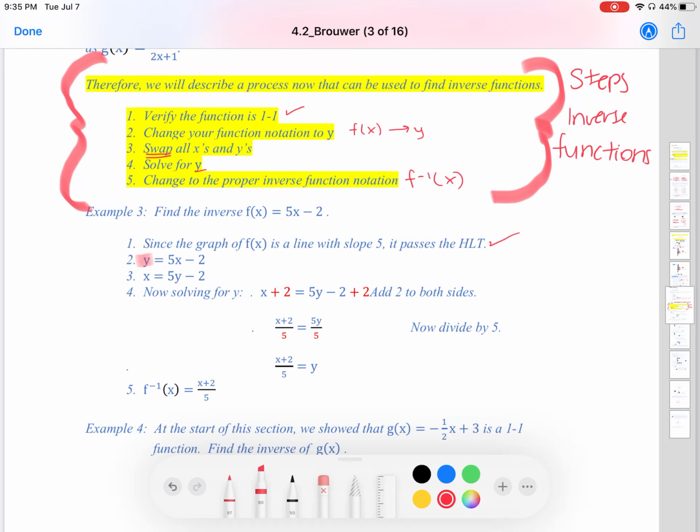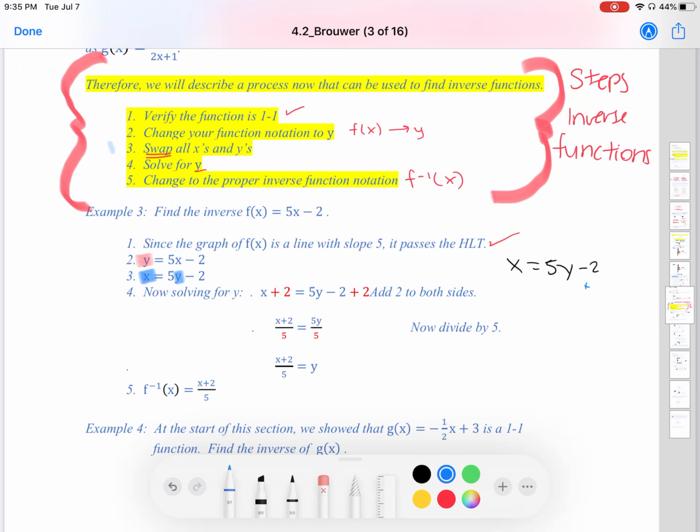All right, step 3 says swap x's and y's. So we're going to change my y into an x and my x into a y. Now I want to solve for y, meaning I want to get y by itself. All right, so let's do that on the side. So we have x equals 5y minus 2. So let's get y by itself.